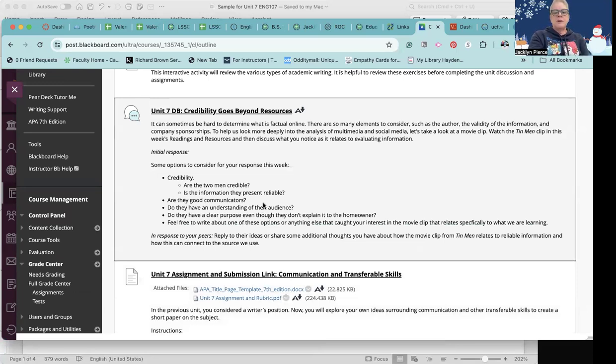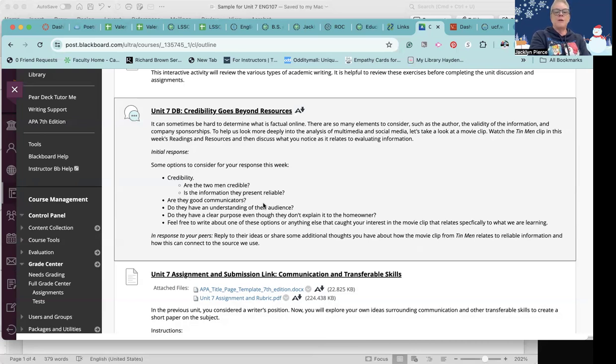It can sometimes be hard to determine what is factual online. There are so many elements to consider, such as the author, the validity of the information, and company sponsorships. To help us look more deeply into the analysis of multimedia and social media, we're going to look at the movie clip from the movie Tin Men that is in your readings and resources, and then discuss what you notice as it relates to evaluating information. So, in your initial response, you want to answer these prompts.